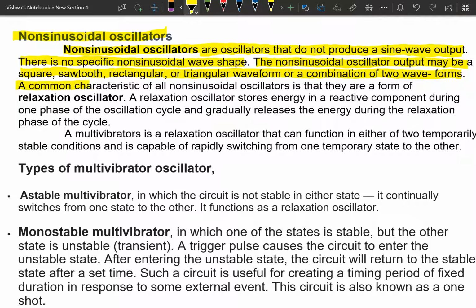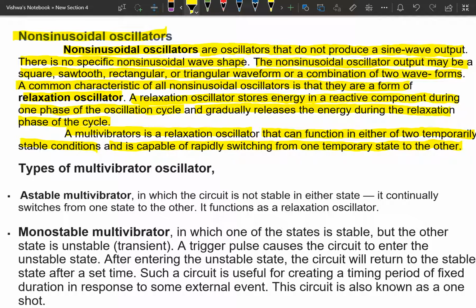A common characteristic of all non-sinusoidal oscillators is that they are a form of relaxation oscillators. A relaxation oscillator stores energy in a reactive component during one phase of the oscillation cycle and gradually releases the energy during the relaxation phase of the cycle. A multivibrator is a relaxation oscillator that can function in either of two temporarily stable conditions, and is capable of rapidly switching from one temporary state to another state.